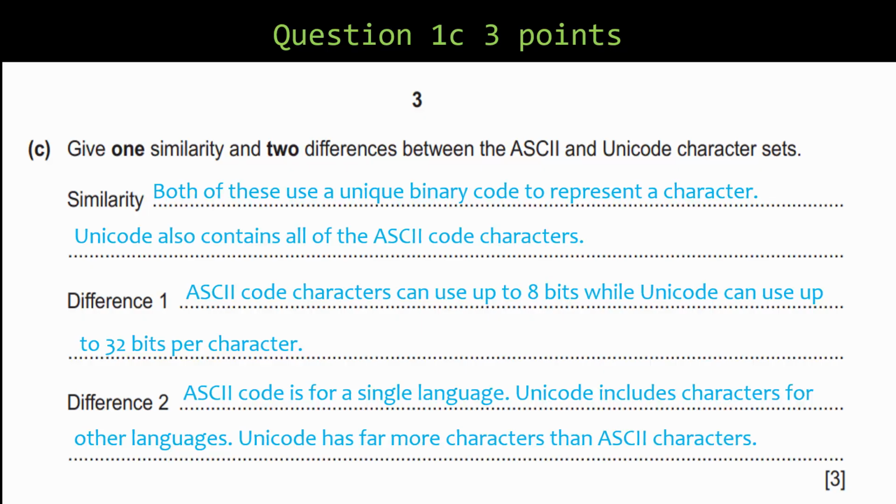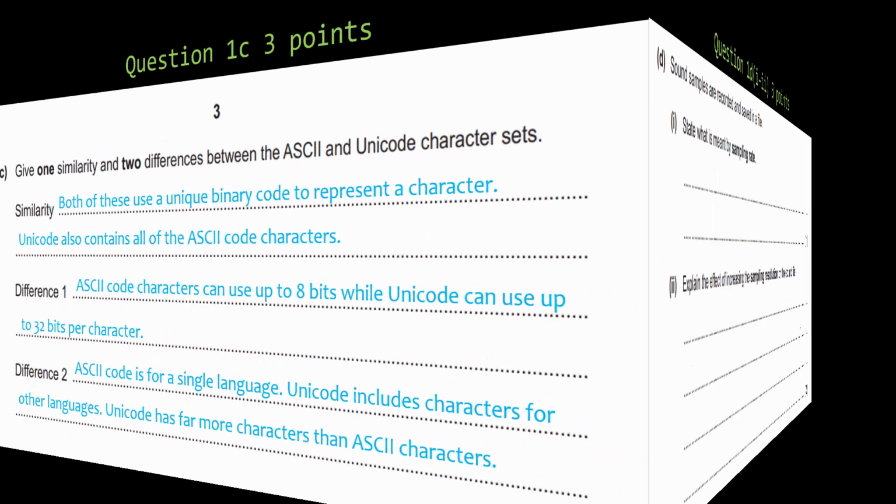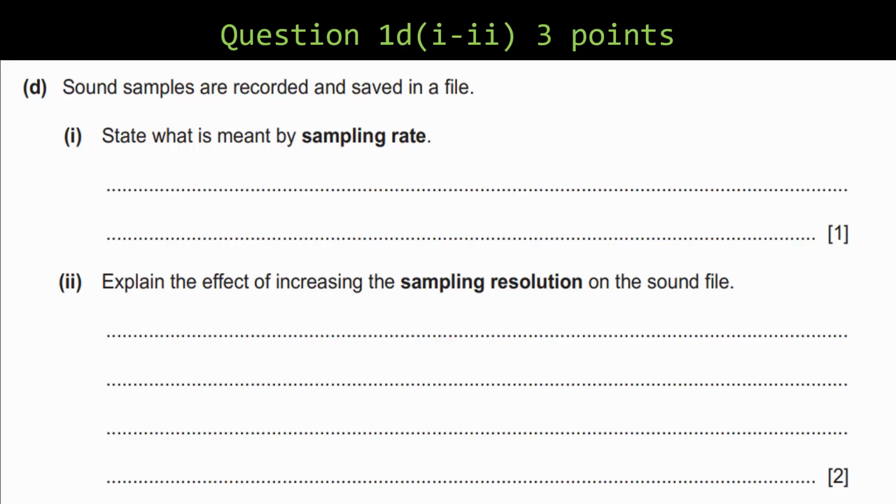So now we've picked up a total of 8 points, more than 10% of the total points we can earn. Let's take a look at the next question. And here they're asking us about sound, and it says, state what is meant by the sampling rate. That's simply a definition. It's the number of samples taken per second.